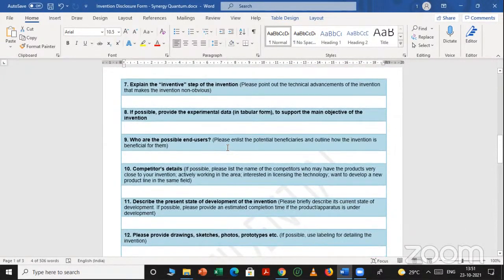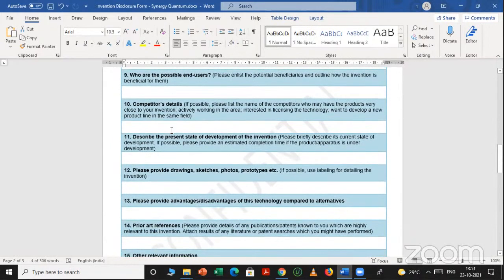So you have to list out all the competitors in your field, because when you list out the competitors, it will help attorneys to do an effective prior art search related to your invention. Then the 11th point is to describe the present state of the development of the invention. Now, this is a very important point.